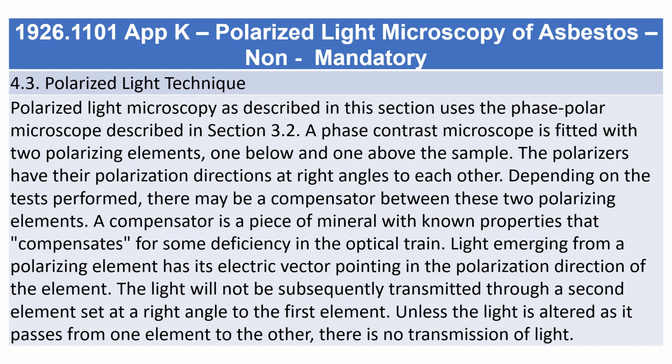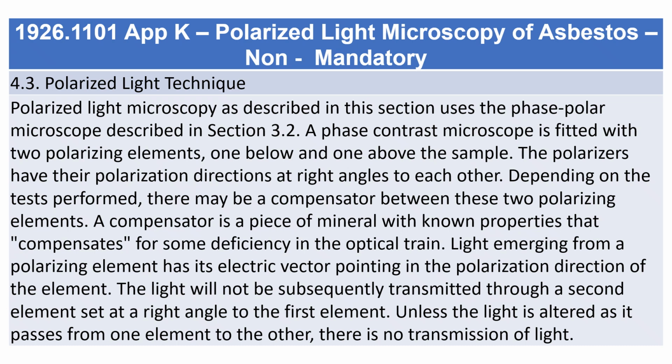4.3. Polarized light technique. Polarized light microscopy as described in this section uses the phase-polar microscope described in section 3.2. A phase contrast microscope is fitted with two polarizing elements, one below and one above the sample. The polarizers have their polarization directions at right angles to each other. Depending on the tests performed, there may be a compensator between these two polarizing elements. A compensator is a piece of mineral with known properties that compensates for some deficiency in the optical train.